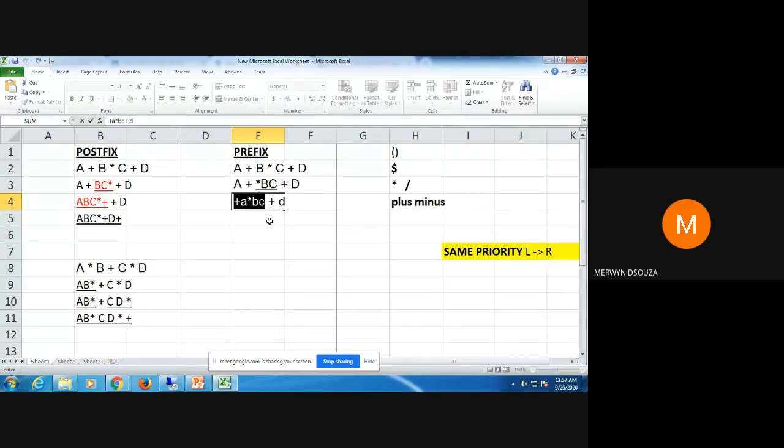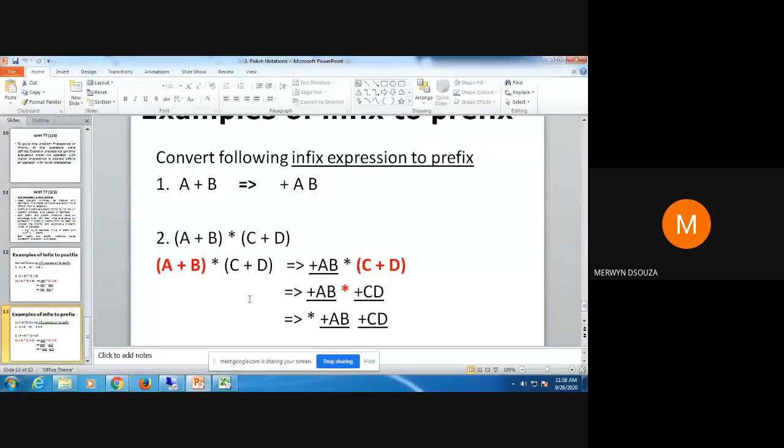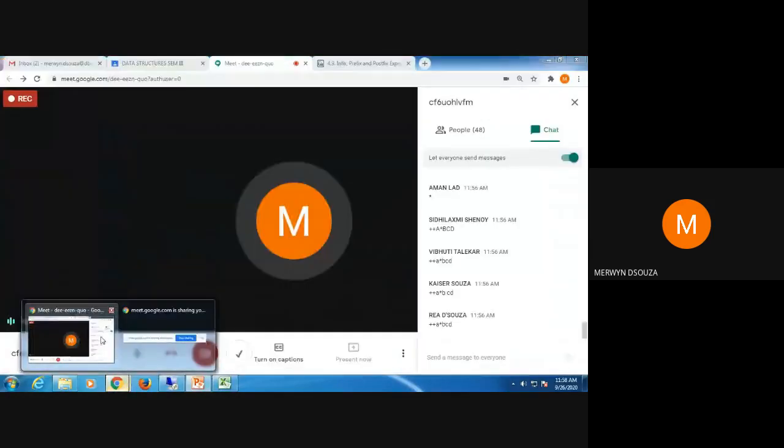Somehow this Excel is causing me problem. The next that you are going to solve is this plus D. So when you solve this, this plus sign will go in front. So this plus will come here. You will get the answer like this: plus plus A multiply BC D. So that Excel is giving me some error. That is fine. Just ignore it.